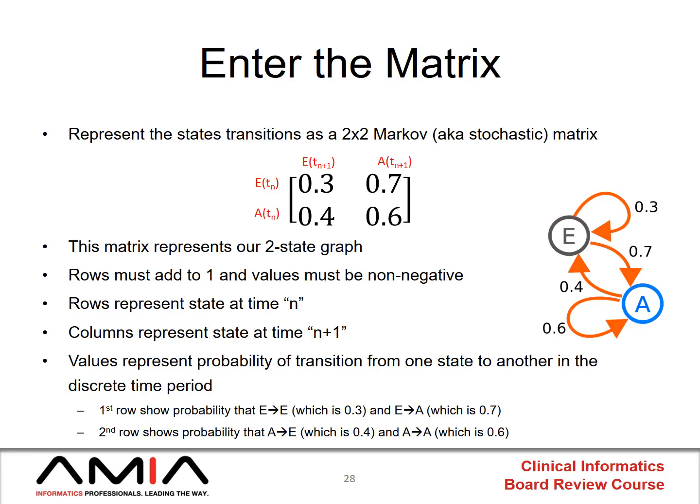Now the columns represent the next time state at time n plus 1. So I've put in red there, you can see that the 0.3 represents the probability of transitioning from E at time n to E at time n plus 1. That 0.7 represents the probability of transition from E at time n to A at time n plus 1. And you can see that matches what's in the graph. And the second row has that the probability of transition from A at time n is 0.4 as it moves to E. And the probability of transitioning to A, starting in A and ending in A at time n plus 1 is 0.6. Again, consistent with the graph that's there. So far, so good?